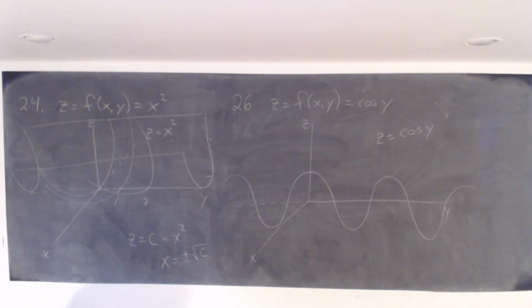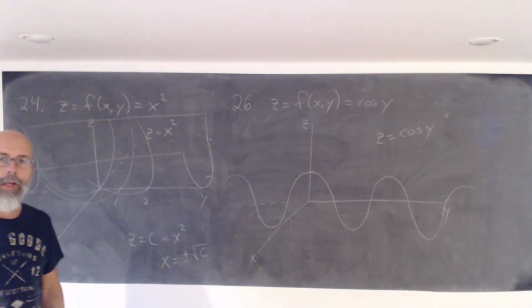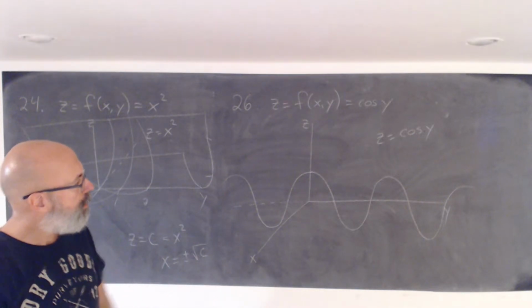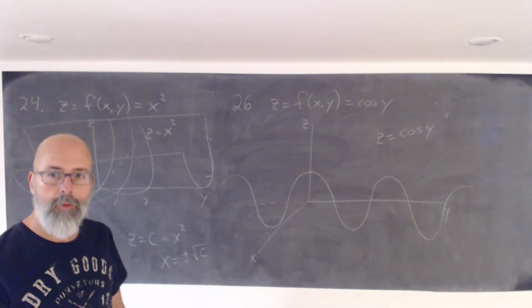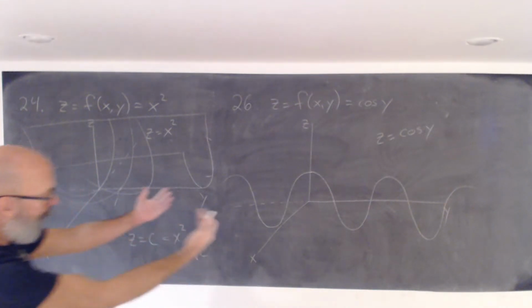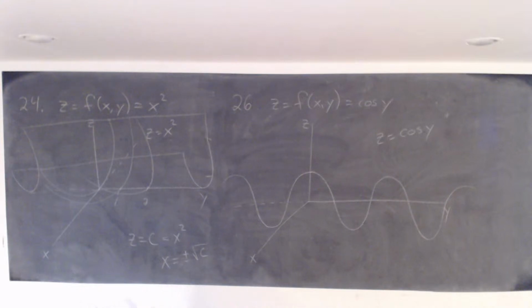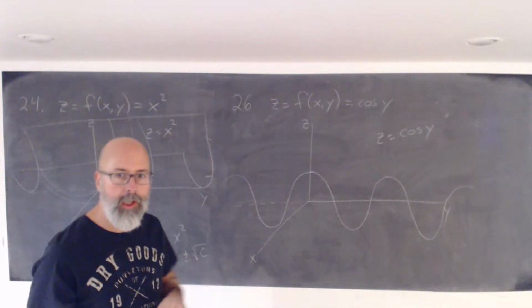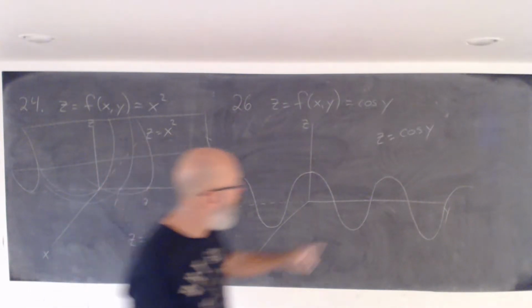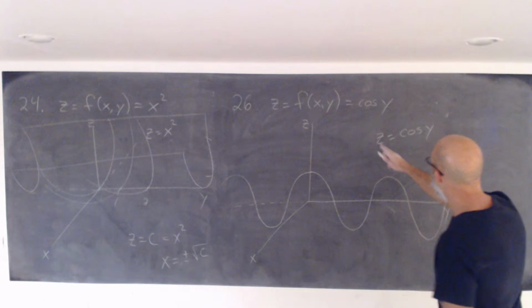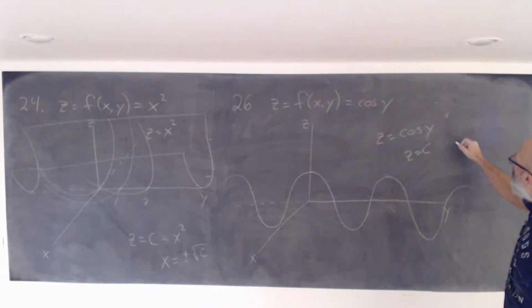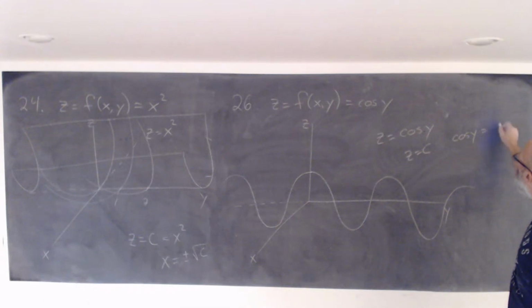This is z equals cos y in the yz plane. But there is no x variable again, so you can think of dragging this in the direction of x. If you want to redo it as we did with the contour lines, nothing wrong with that. We ask ourselves, if z is equal to c, we have cos y is equal to c.